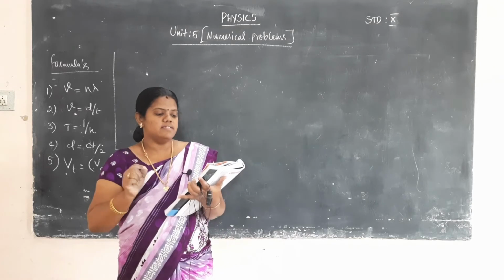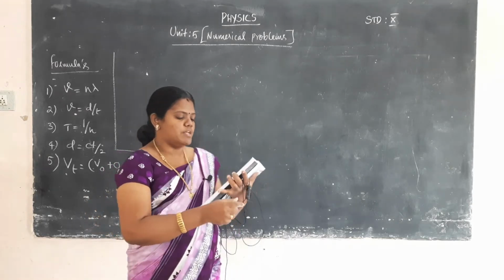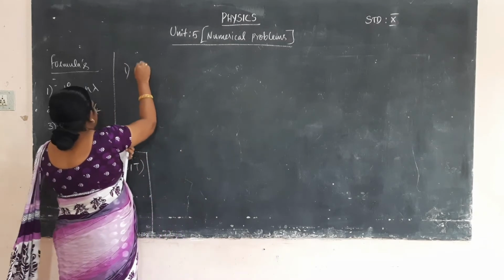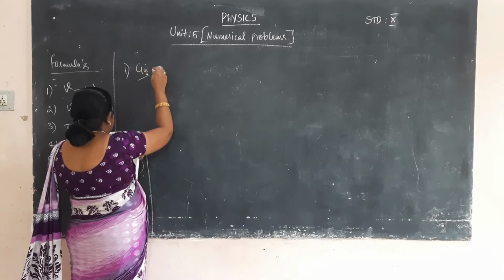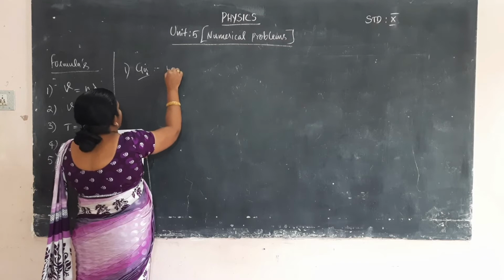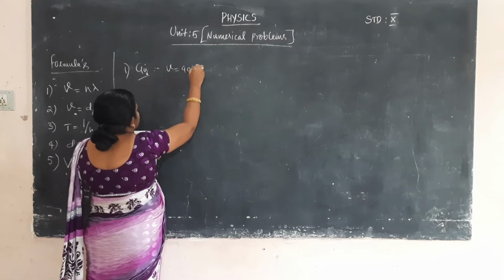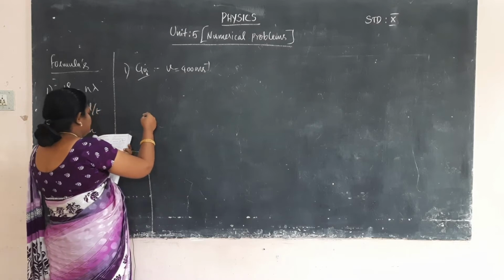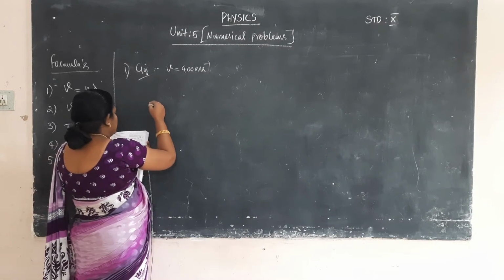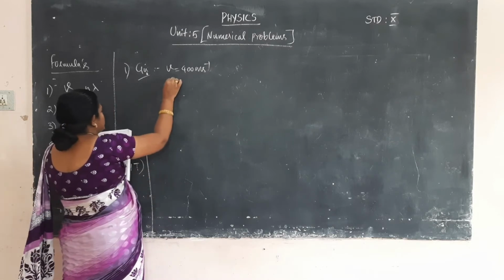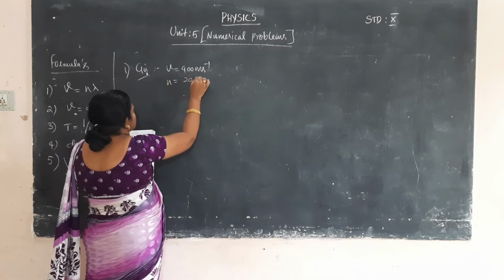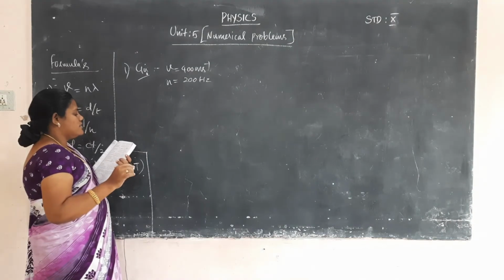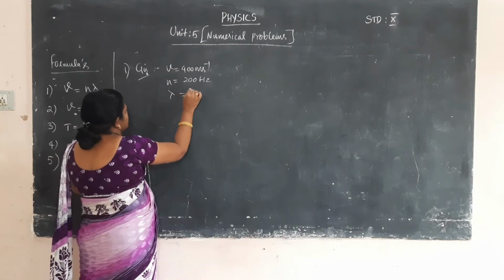Wavelength. First we have to mention the given values. What are the given values? Velocity v is equal to 400 meter per second, and frequency n is equal to 200 Hz. We want to find out the wavelength of the sound wave.